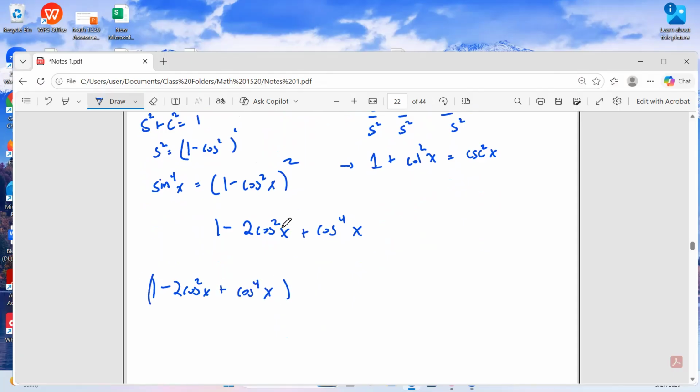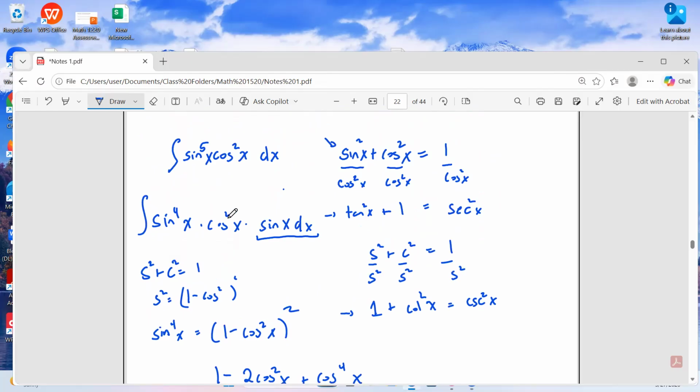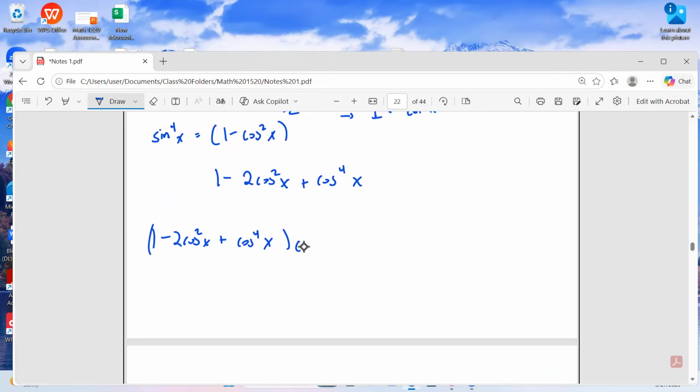And then we have to go back up and collect the stuff that I still have here. I still have a cosine squared, okay? And then all of this is times a sine x dx, and I haven't integrated it all yet. Okay, I'm going to do these mostly as indefinite integrals.